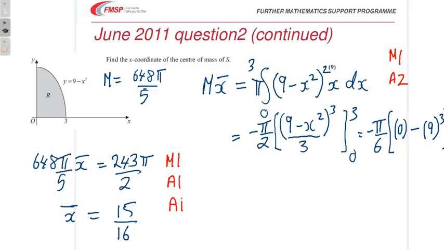Okay. You can see the method marks were for setting up the correct integrals, the form of the integrals. The accuracy marks were for doing the integration. And this one method mark here was for putting together m times x bar equals that second integral. So I hope that was some help, and thank you for listening.